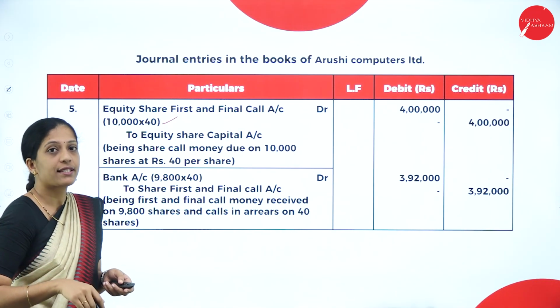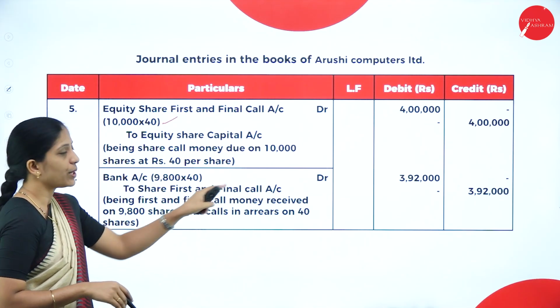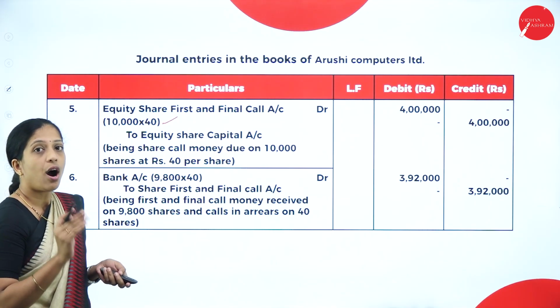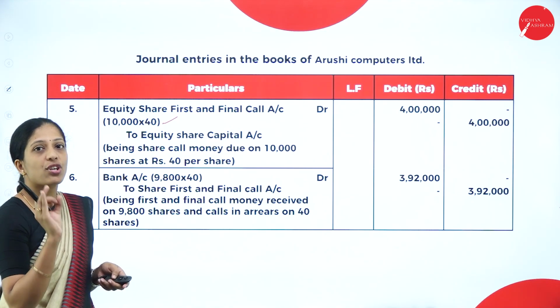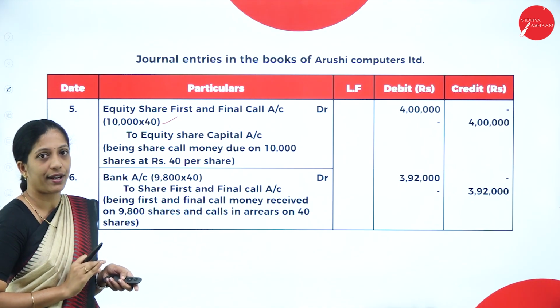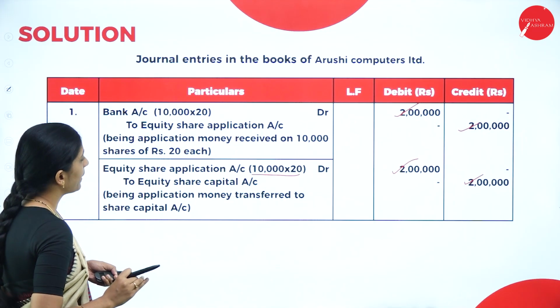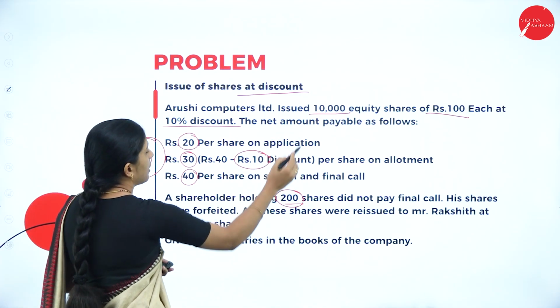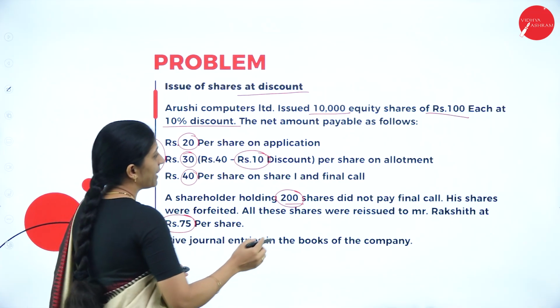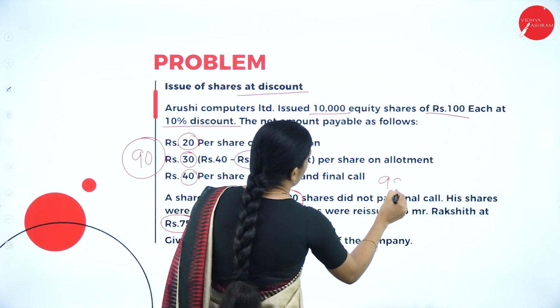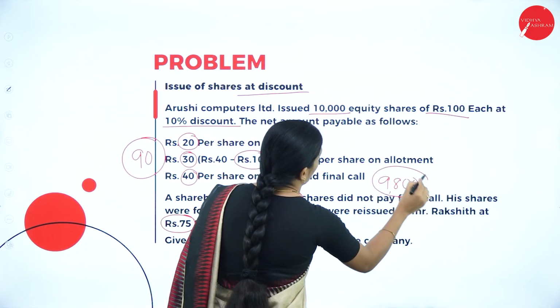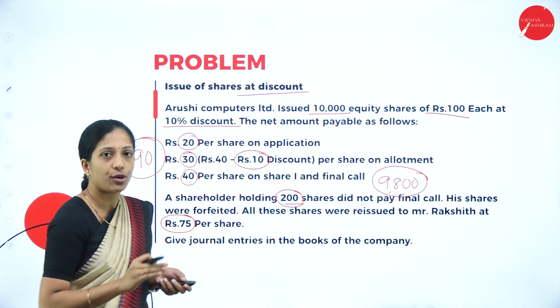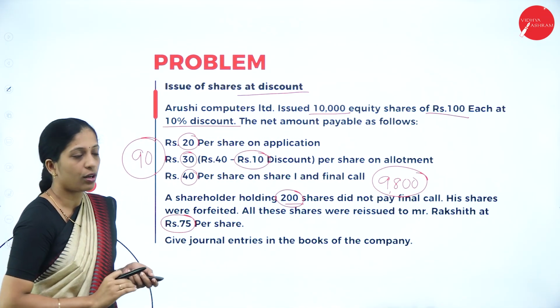No change in this. So 10,000 into 40, that will be 4 lakh. Now coming to your receive entry, bank account debit to equity share first and final call. Out of 10,000 shareholders, how many shareholders have not paid their first and final call money? Let us go through the question here. So 200 shareholders have not paid. So 10,000 minus 200 will be 9,800, which means that we are going to receive first and final call money only from 9,800 shareholders.